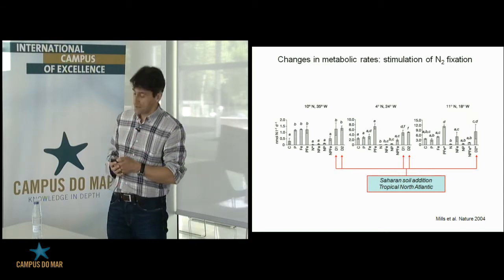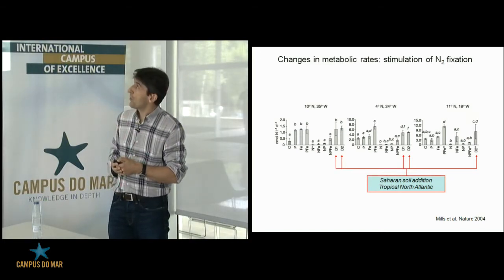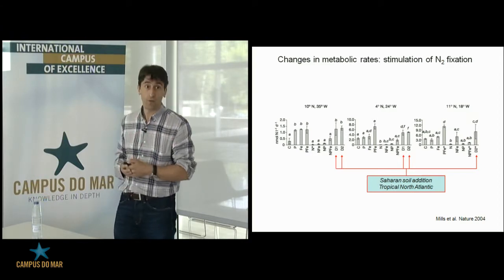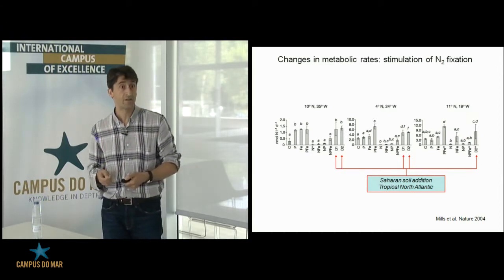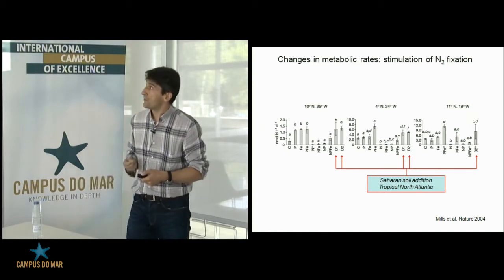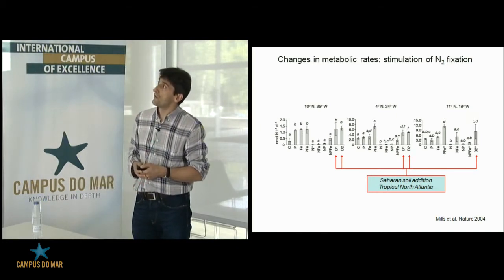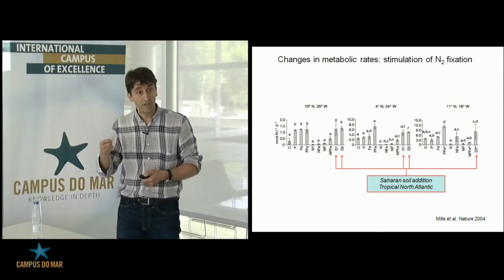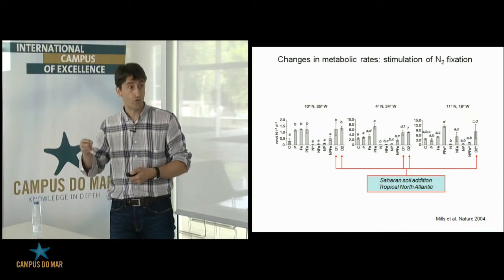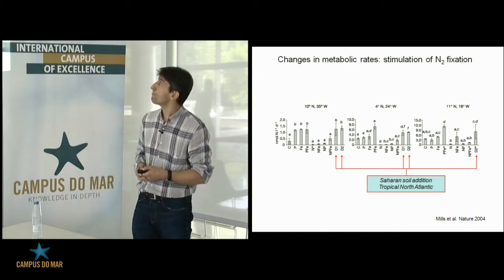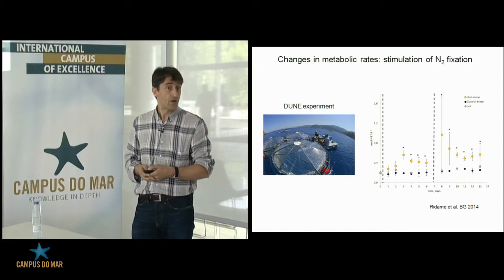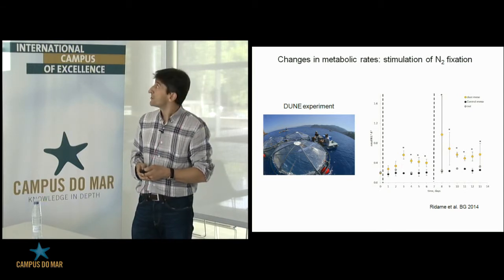These are complicated experiments. I would just want to concentrate on one aspect. These D1 and D2 treatments here correspond to dust addition experiments. They used Saharan dust, and they clearly found a stimulation of nitrogen fixation. It is not clear to what extent that stimulating effect was due to iron or to phosphorus or both. Again, in the Dune experiment in the Mediterranean Sea, they found a positive effect of dust on the nitrogen fixation rates.